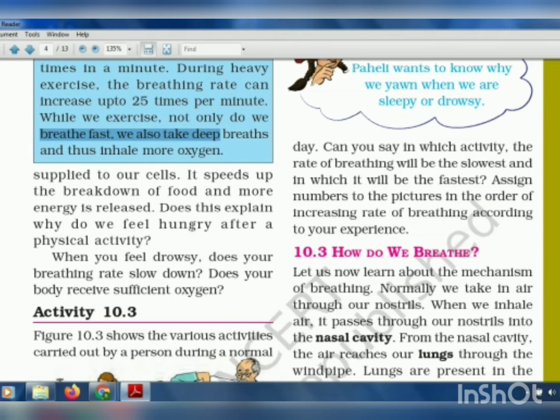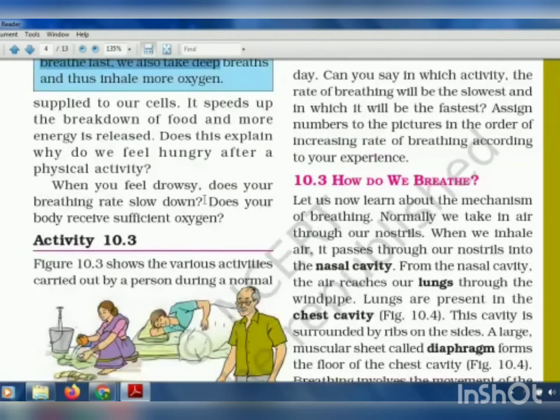So this topic explains what happens at the time when we are doing very heavy exercise. We breathe very fast because our body requires more energy, and to release more energy, more oxygen is to be supplied so that the glucose stored in the cells gets broken down fast and energy is released.